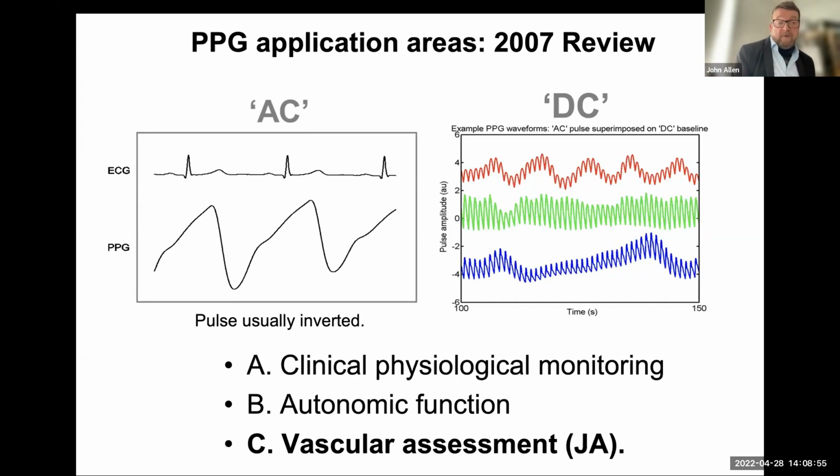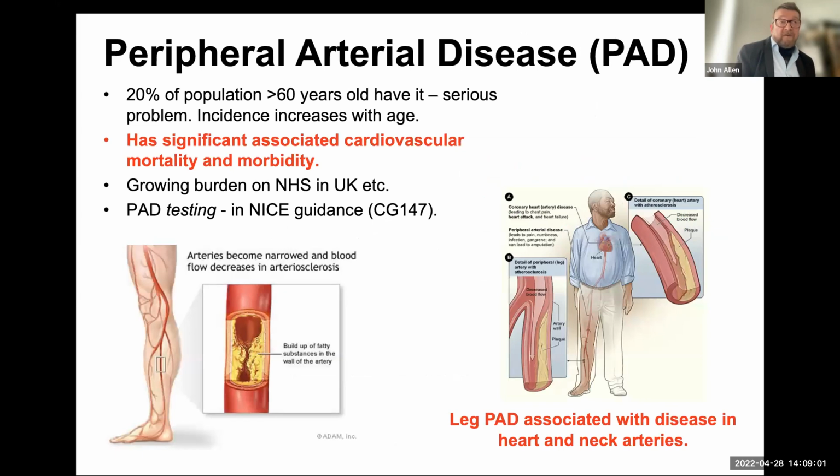It's vascular assessment that I spent most of my career in the NHS looking at, particularly this condition called peripheral arterial disease, or PAD. This affects about 20% of the population over 60, and its incidence goes up with age. It's a serious problem because it has significant associated cardiovascular mortality and morbidity, and a growing burden on the NHS healthcare system in the UK alone. It often presents first as symptoms in the legs when things become symptomatic. It can be associated with blockages in the arteries in the heart and in the neck, for heart attack and stroke risk. So it's important to assess it in a timely way.